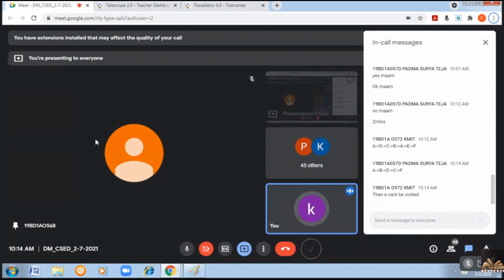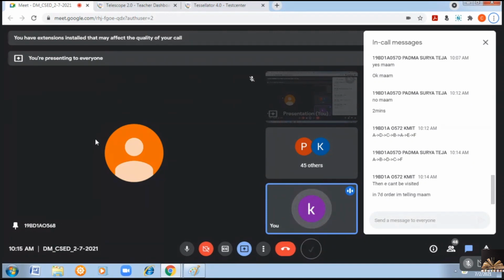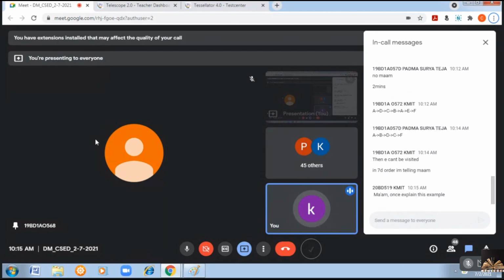Next, in the next row, you will get C, D, E values: 4, 3 and 2. There 2 is the minimum value, so you have to consider E. Okay, E cannot be visited. I'll explain, don't worry, but I'm asking you to try on your own.